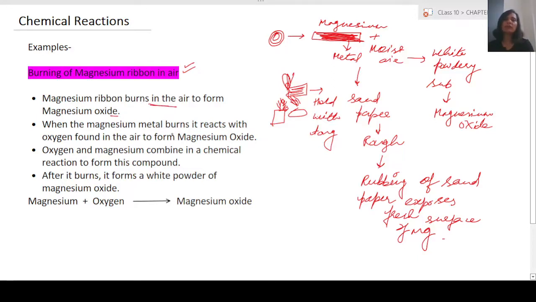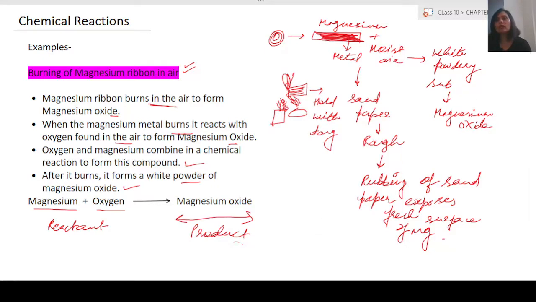When magnesium metal burns, it reacts with the oxygen found in the air to form magnesium oxide. Oxygen and magnesium combine in a chemical reaction to form this compound, and at the end a white powder of magnesium oxide is formed. So how are we writing it here? In the beginning, magnesium is present; you bring it over the flame, where it reacts with oxygen. So magnesium and oxygen are the reactants here. They were present at the beginning of the chemical reaction, and at the end you have obtained a white powdery substance, magnesium oxide. So this is the product here.